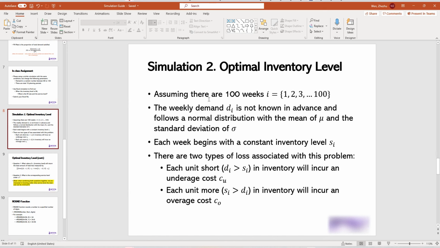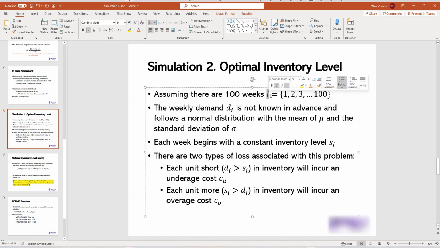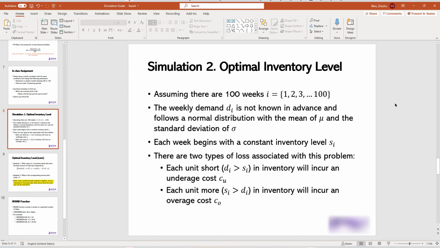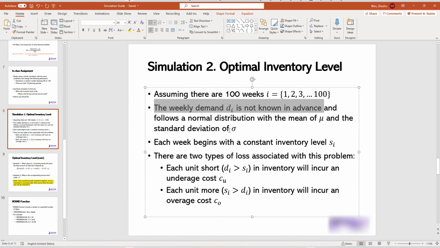So let's assume that there are I weeks, 100 weeks of planning period, that we use the subscript I to indicate. So week 1, 2, 3, it's roughly about 2 years. And the weekly demand D_I is not known in advance. You can imagine that you have to rely on some kind of random number generator for this part because demand is not known.